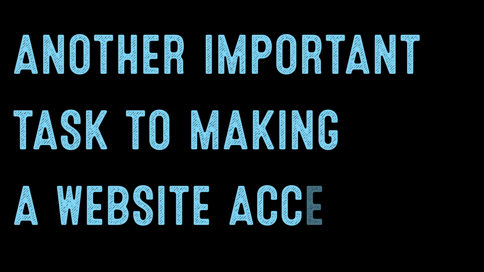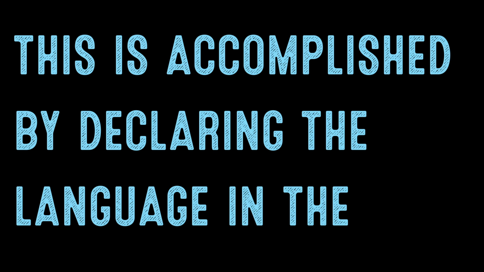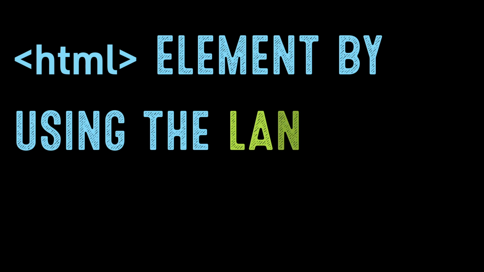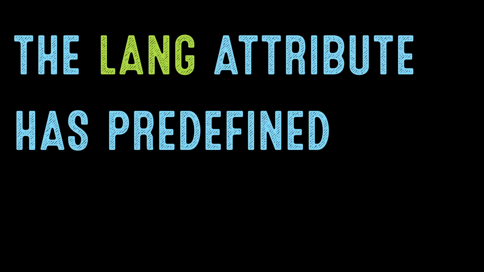The Daily Code Snippet. Another important task to making a website accessible is to declare the language of a web page. This is accomplished by declaring the language in the HTML element by using the lang or language attribute. The lang attribute has predefined values, and here are a few examples.